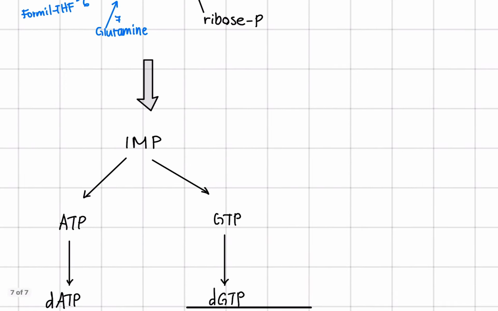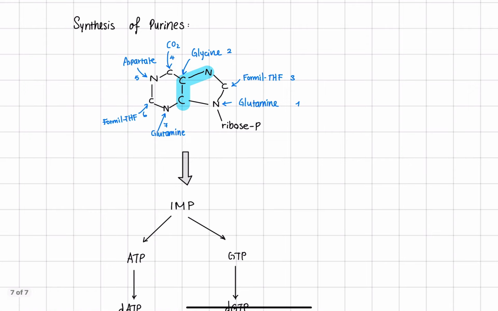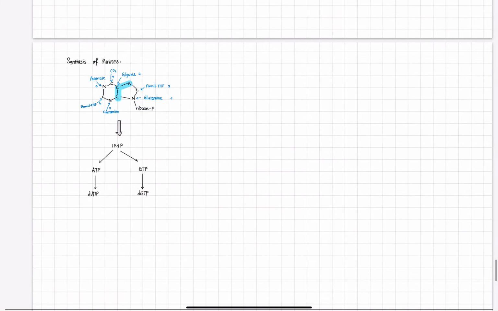So let's see the first part. What's different between synthesis of purines and pyrimidine is that for synthesizing pyrimidine, you add the PRPP after you form the circle. But for purine, you add on each amino acid onto PRPP. So first, we have PRPP.